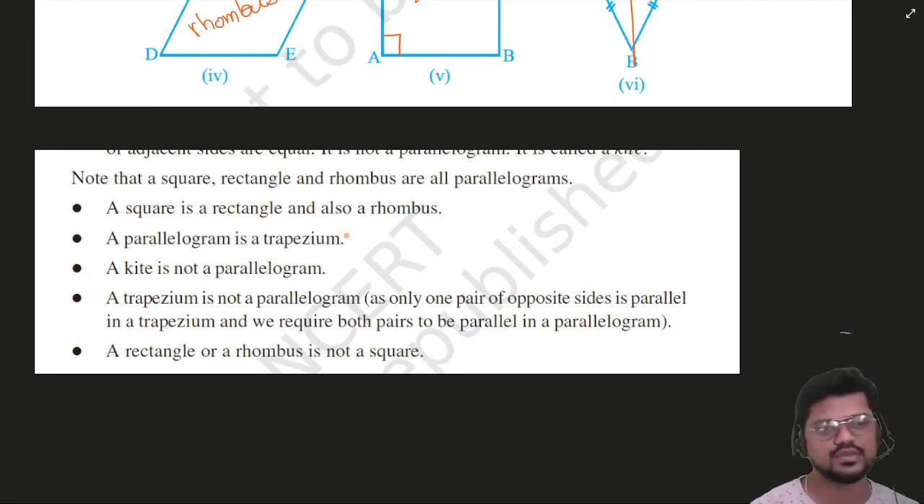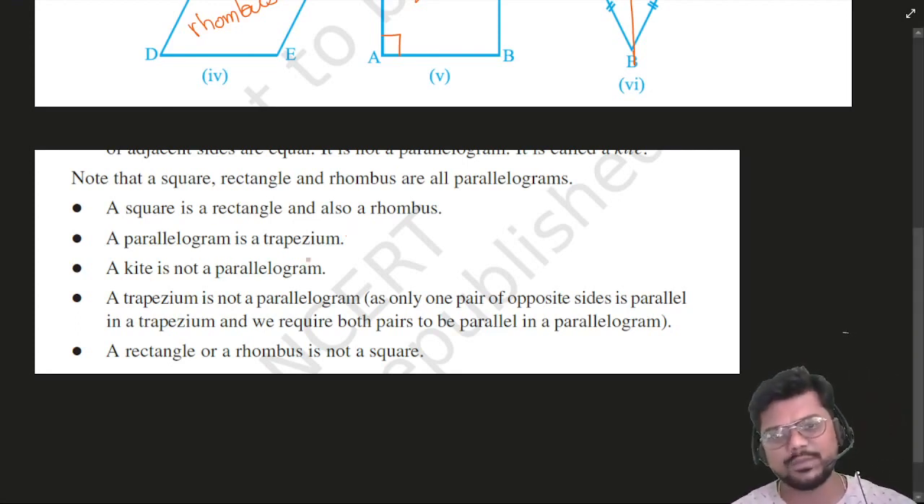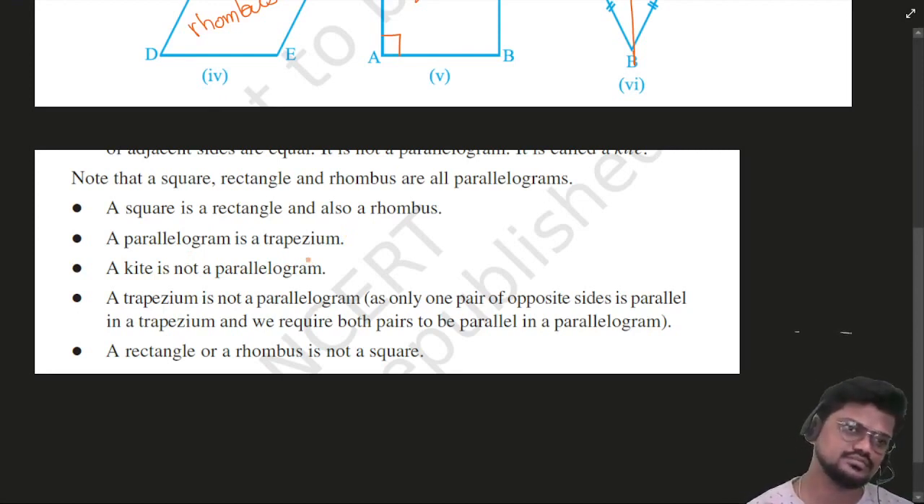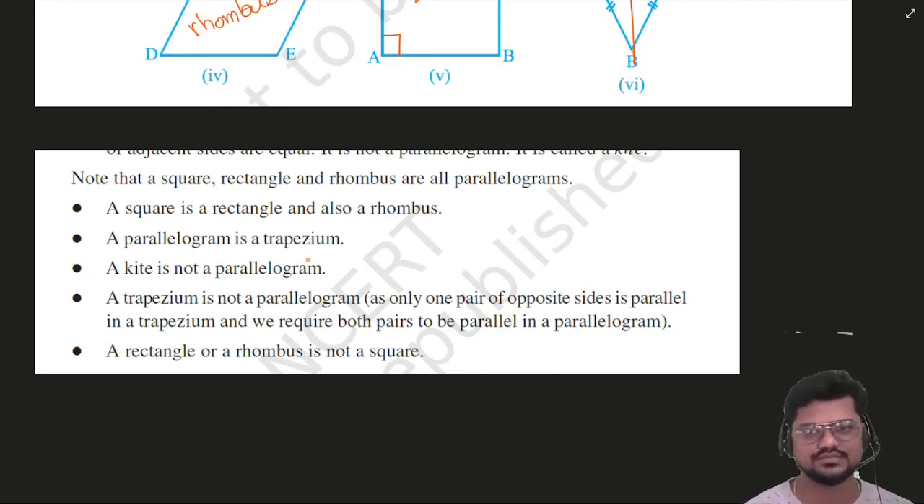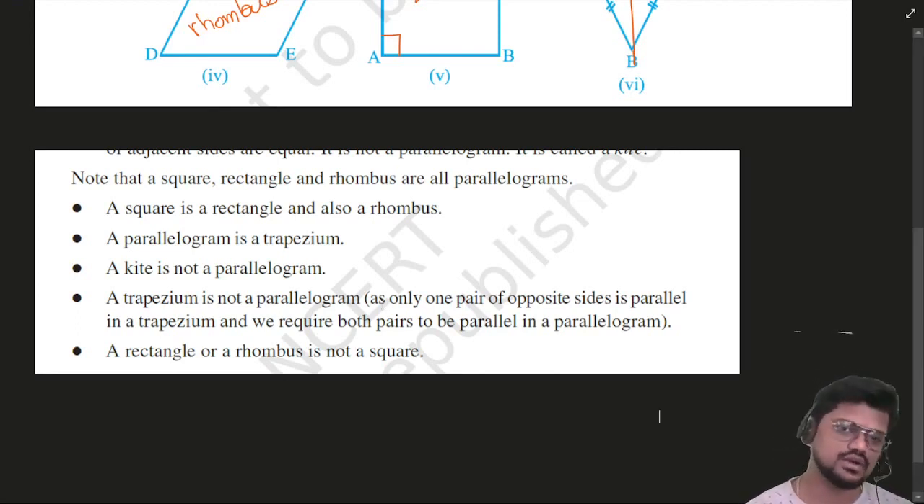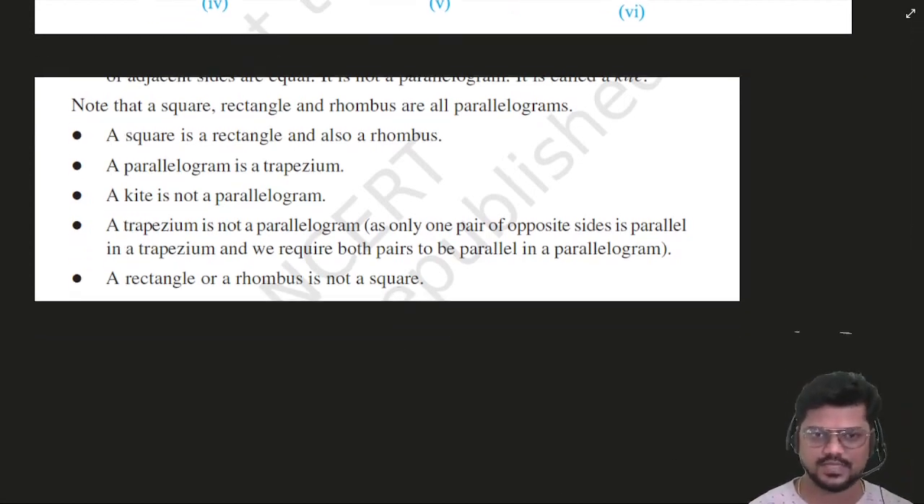Fine. Next. A kite is not a parallelogram. Why? Opposite sides are not parallel in this. A trapezium is not a parallelogram. Fine, we have already understood. A rectangle or a rhombus is not a square. A rectangle or a rhombus cannot be a square. Fine, we have already understood. Okay, next.